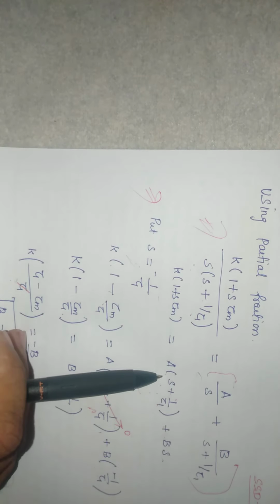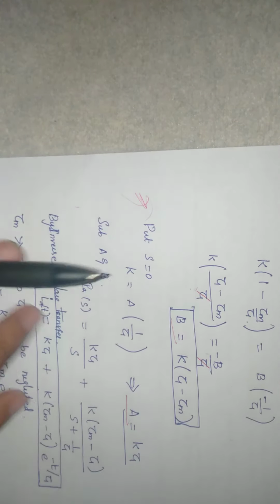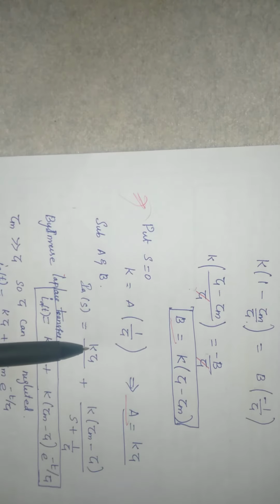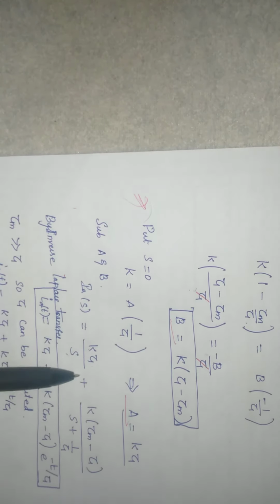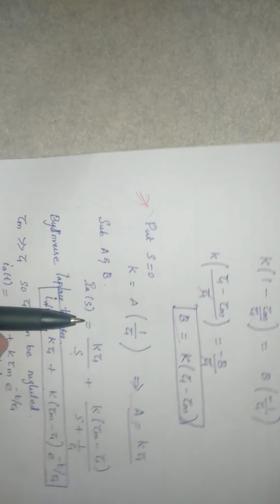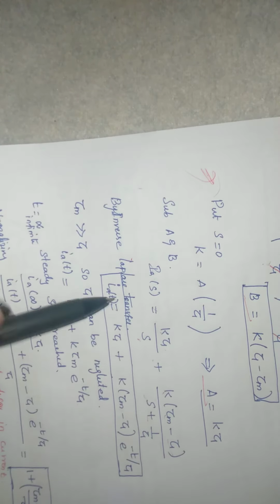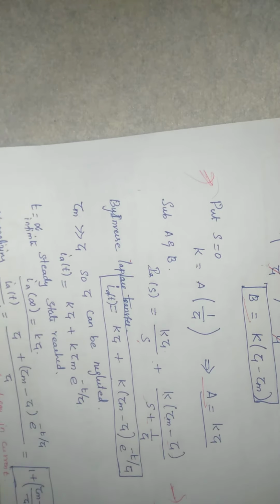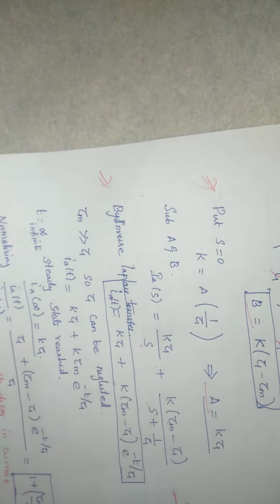our standard partial fraction equation. So Ia of s is equal to the a term, k tau 1 divided by s, plus the b term, k into tau m minus tau 1, divided by s plus 1 divided by tau 1. Now we are taking the Laplace transform here. That is the fourth stage of this equation.